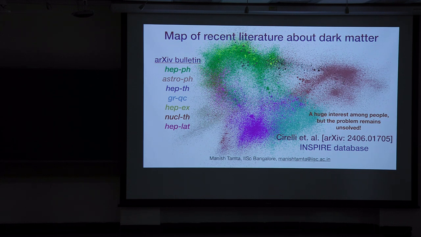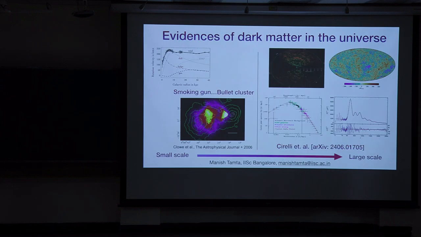So before getting into dark matter, I'll just motivate. This figure shows the map of recent literature about dark matter. It is taken from the Inspire database. You can see that there is a huge interest among people, but the dark matter problem remains unsolved. You can see these different arXiv bulletins. People from different fields are interested in knowing what dark matter could be. Now, how do we know that this kind of matter should exist in the first place?